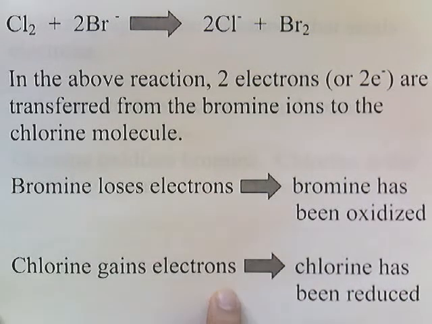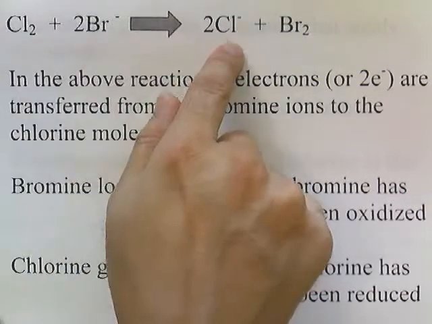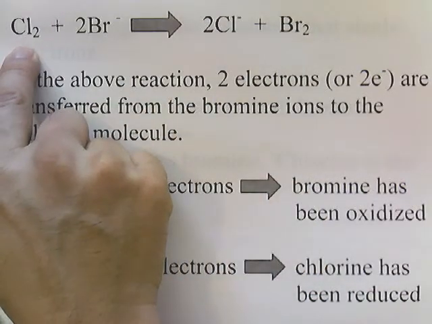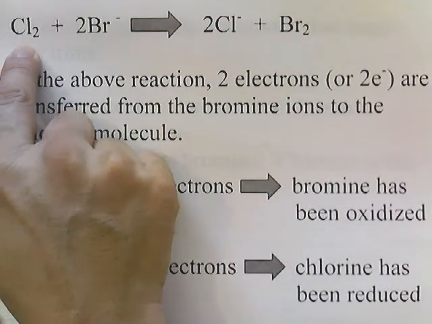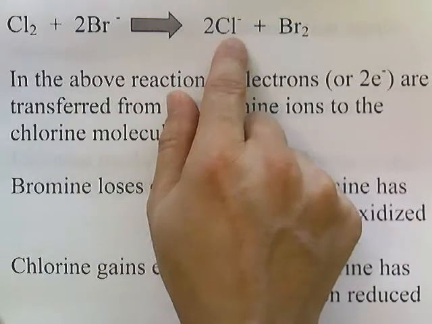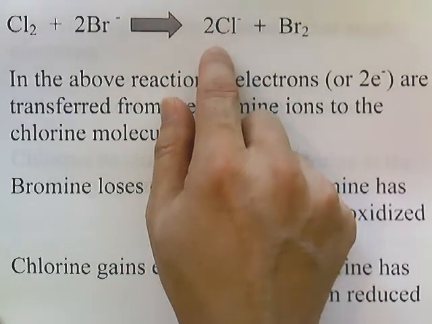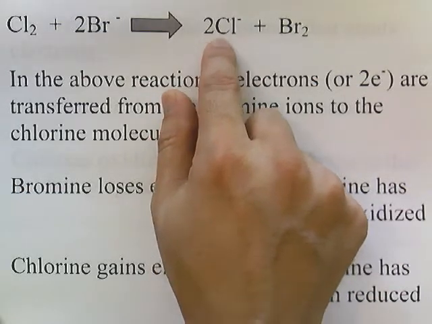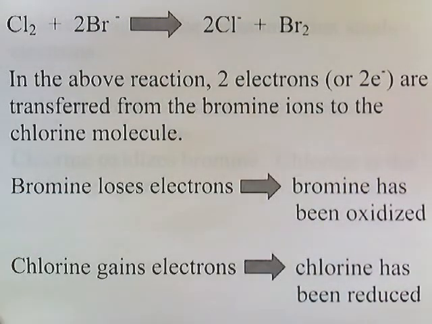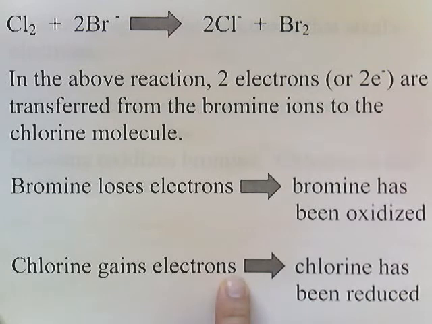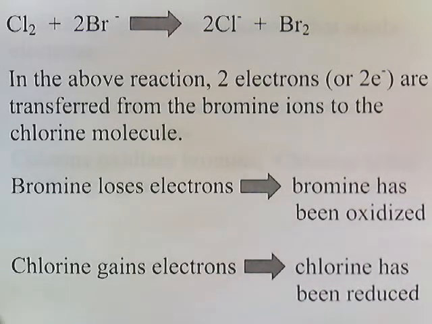The chlorine gains electrons. If you go from here to here, you notice that we have a chlorine molecule made of 2 chlorine atoms. After the reaction, we have 2 chlorine ions. Each chlorine ion contains an electron, so somehow the chlorine was able to steal 2 electrons from somewhere. So the chlorine gains electrons, and that means that chlorine has been reduced.